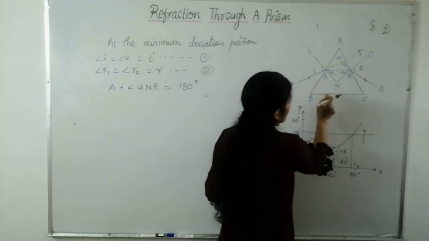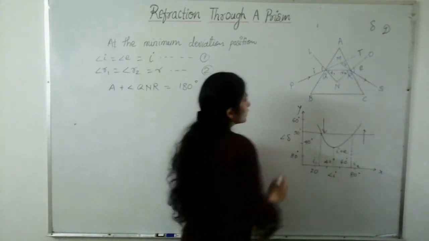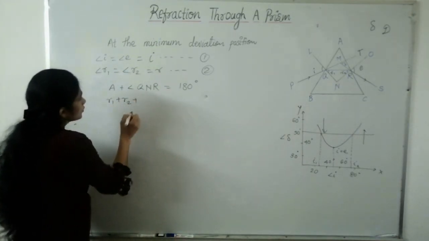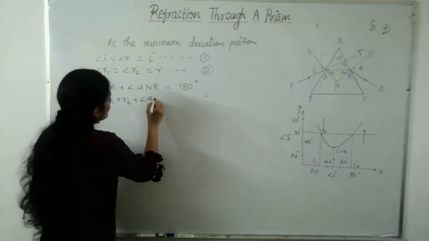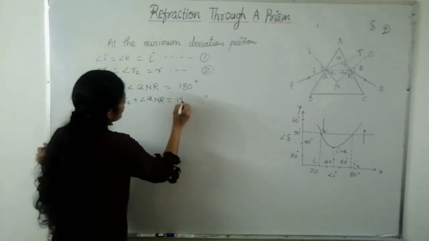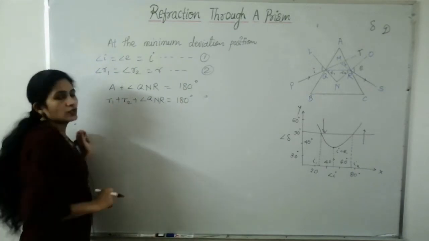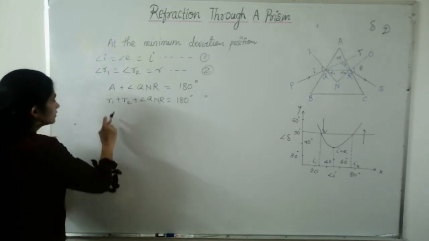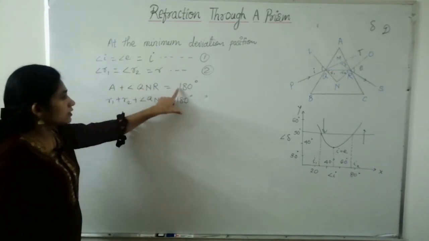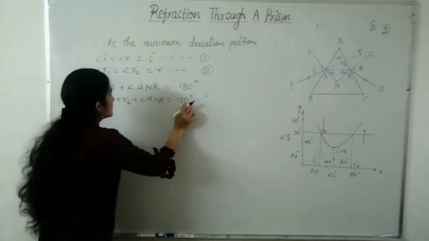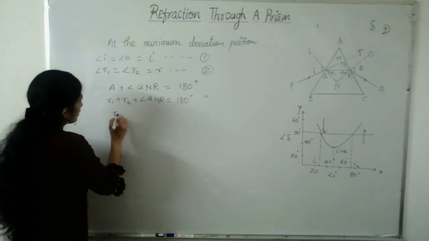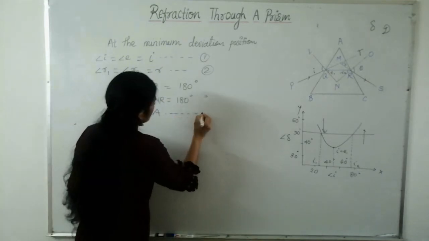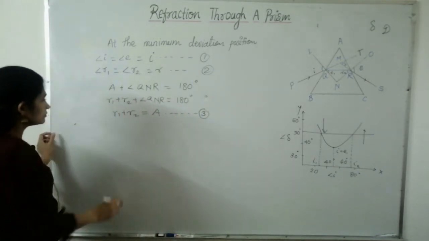And also in this triangle, which is QNR, we can write r1 plus r2 plus angle QNR is equal to 180 degrees, because we know the sum of all angles of a triangle is 180 degrees. So now if we equate these two equations, since their RHS is the same, we can write r1 plus r2 is equal to A. Let's take this as our equation 3.